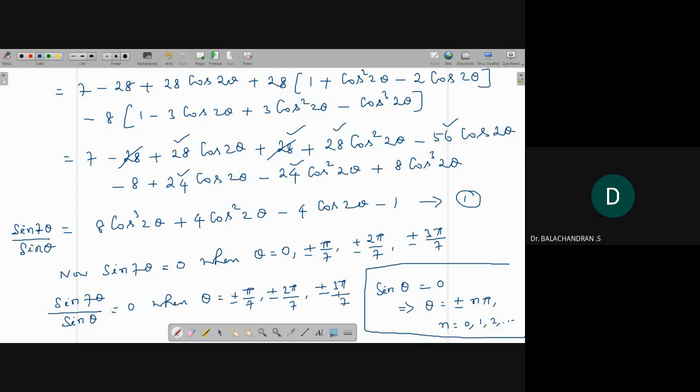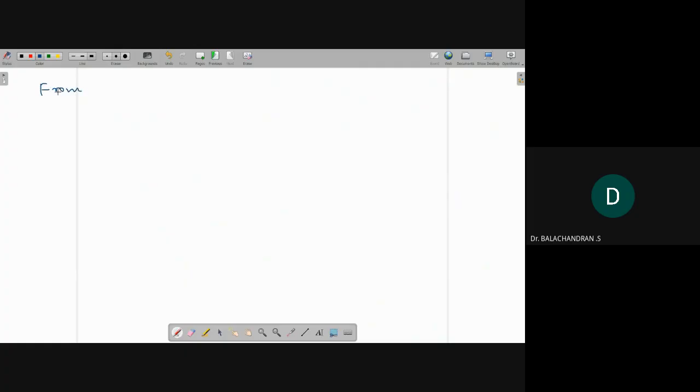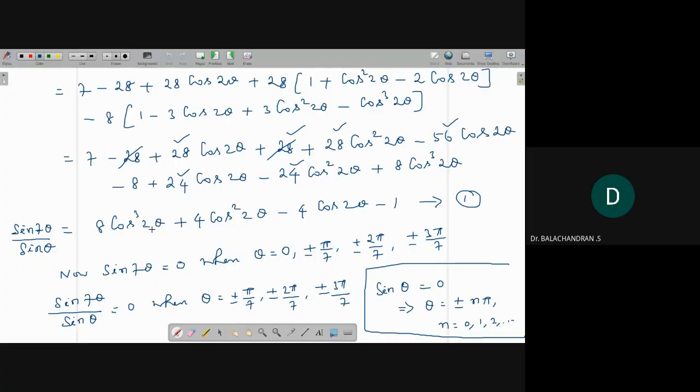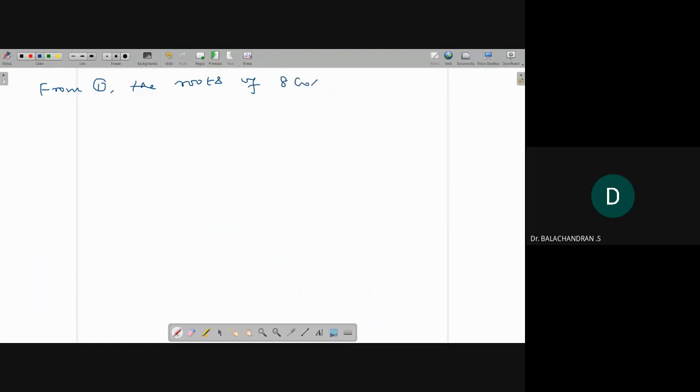Okay. So now from 1, the roots of the equation 8 cos cube 2 theta plus 4 cos square 2 theta minus 4 cos 2 theta minus 1 is equal to 0. Okay, I'll take this as an equation.